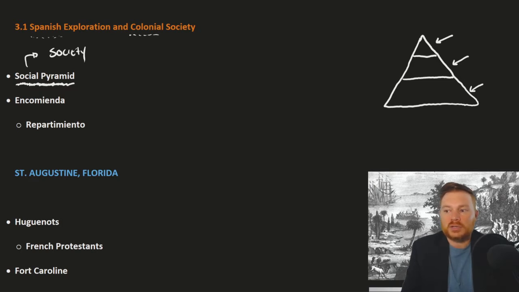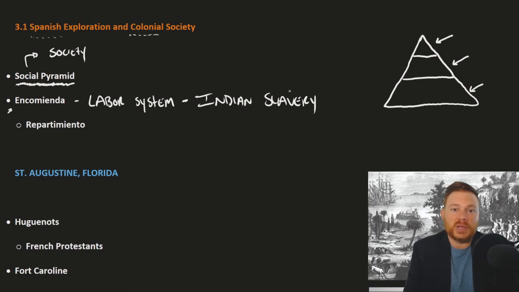One important thing to take note of, and this was covered in a previous chapter, is the previous system of encomienda. Recall that encomienda is a labor system. It is, in short, a form of Indian slavery. It essentially allowed Spanish landowners to extract labor from any native peoples that lived on the land, which was recognized to be theirs by the Spanish king.